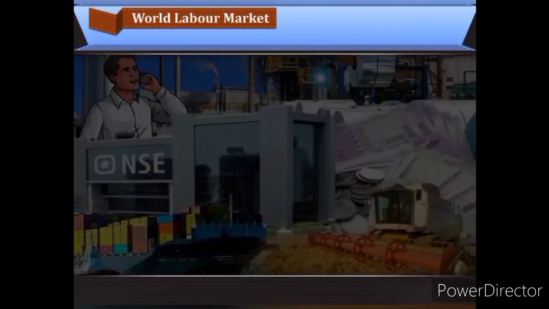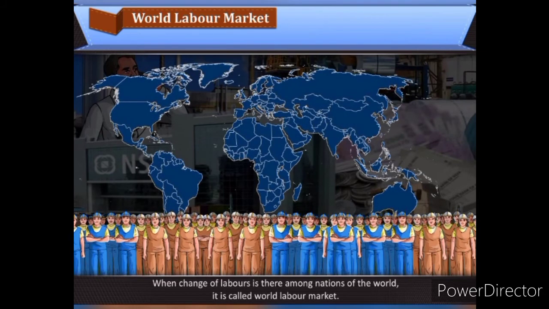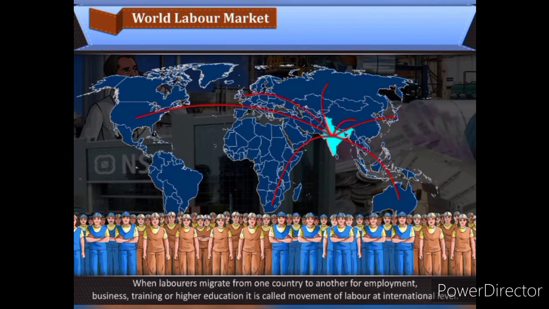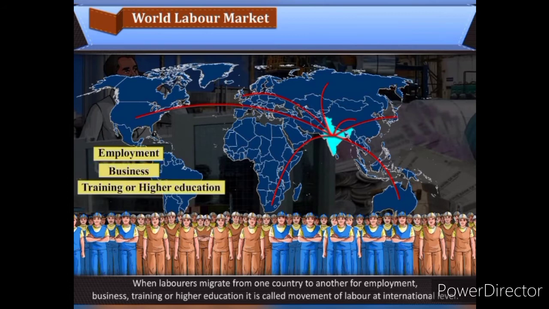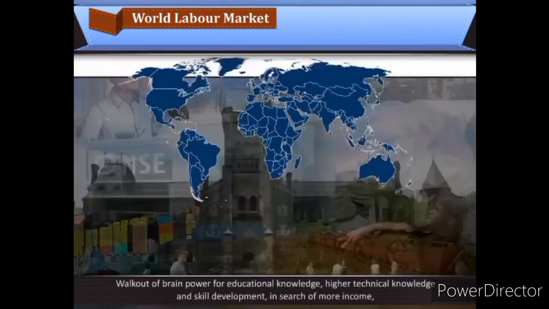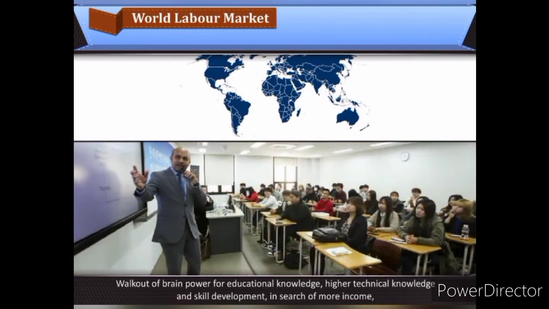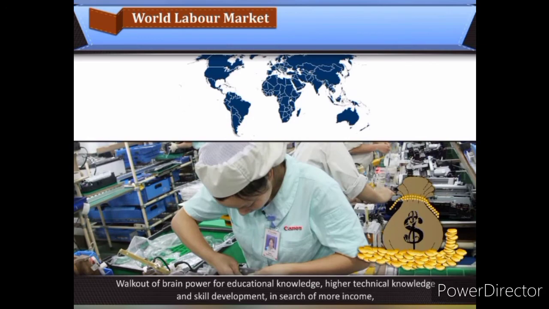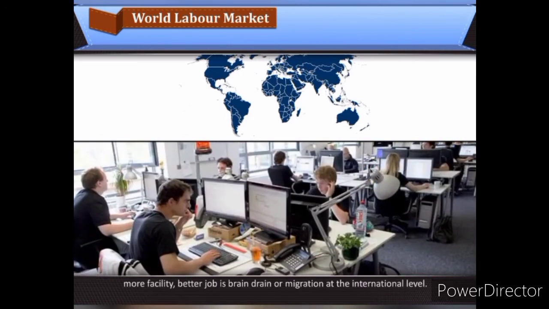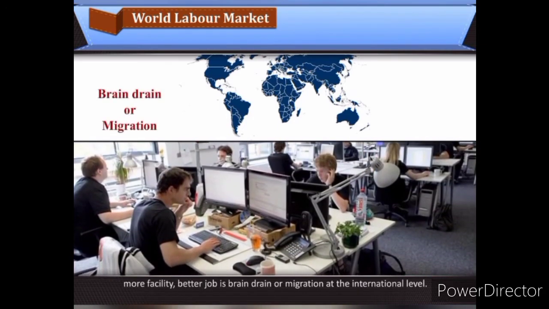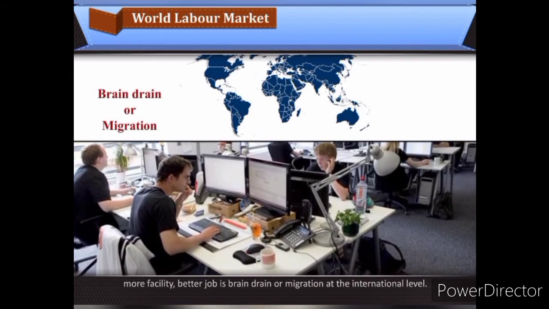World Labour Market. When change of labours is there among nations of the world, it is called World Labour Market. When labourers migrate from one country to another for employment, business, training or higher education, it is called movement of labour at international level. Walk out of brain power for educational knowledge, higher technical knowledge and skill development in search of more income, more facility, better job is brain drain or migration at the international level.